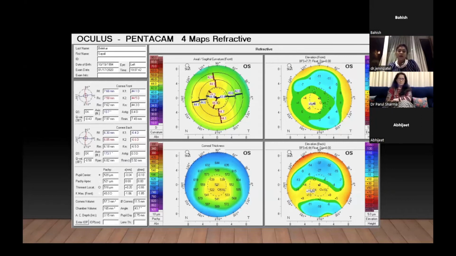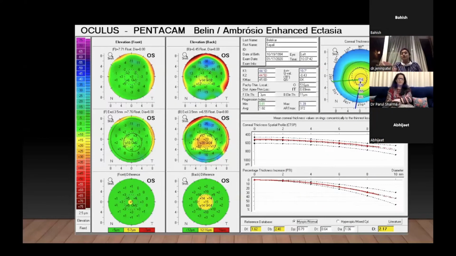Now, when you come to the Belin-Ambrosio enhanced display, this is your elevation with your best fit sphere. So when you see the elevation with the best fit sphere, what it gives us is elevations of 14, 8 and 10. That's what is your elevation. So when you look at just this, without any of your further readings, this is going to be almost a normal cornea.